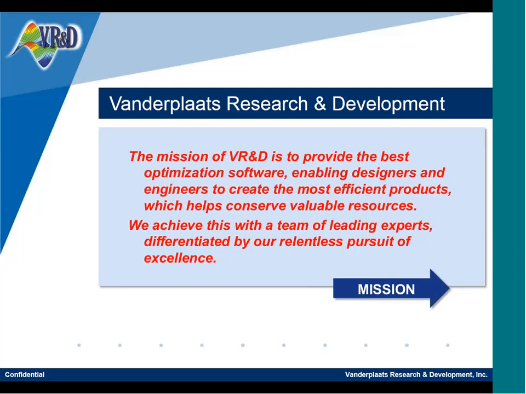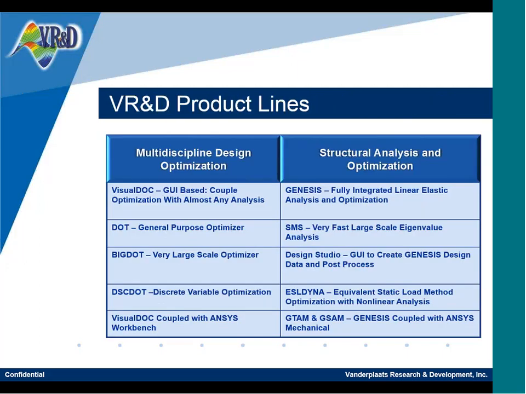We have two lines of products. One is the multidisciplinary line, which are design tools that can be coupled with any third-party solvers or software. And the other line is the structural analysis and optimization line, where we are trying to deal more specifically with structural problems.